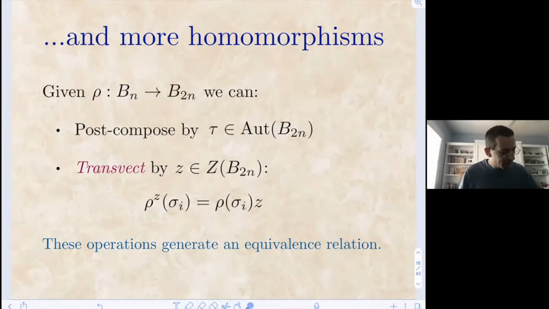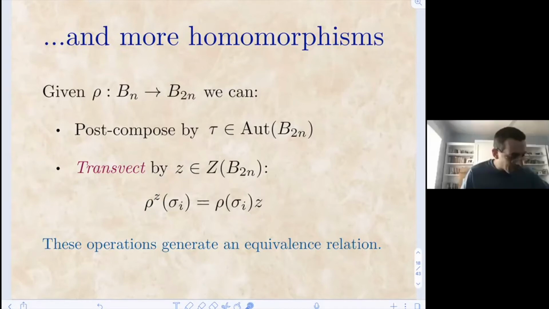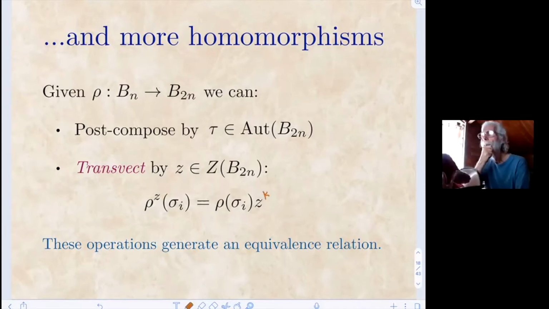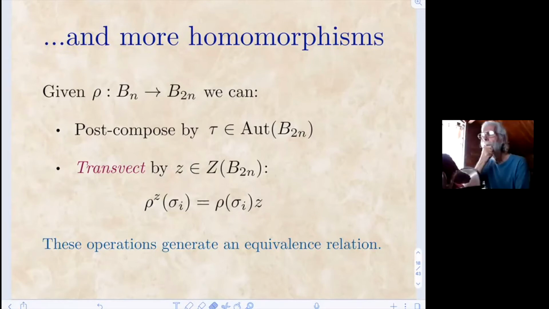Okay, and if you're given a homomorphism rho, you can modify it by z in the following way. You take each row sigma I and multiply it by the central element, or even a power of the central element. That's still a homomorphism. Oh, I see. z is just some element of the center, so the k is already absorbed.